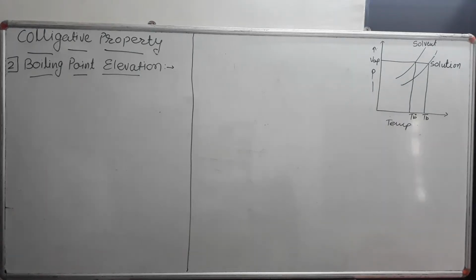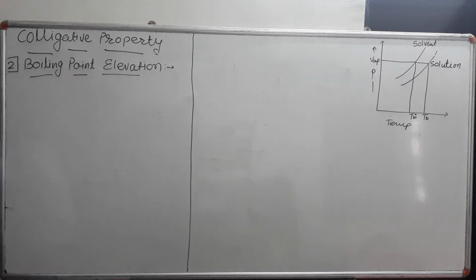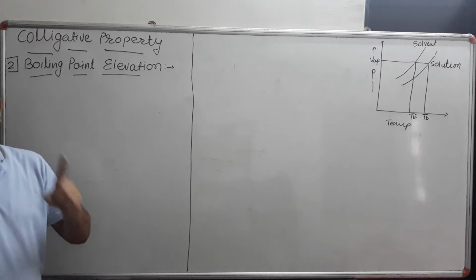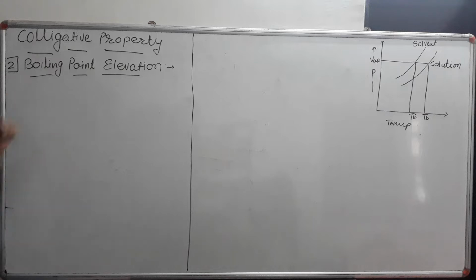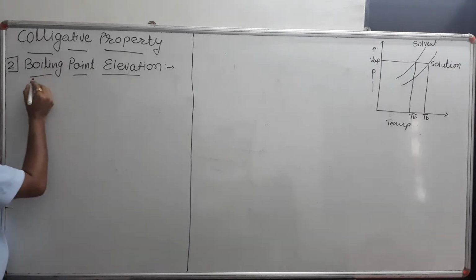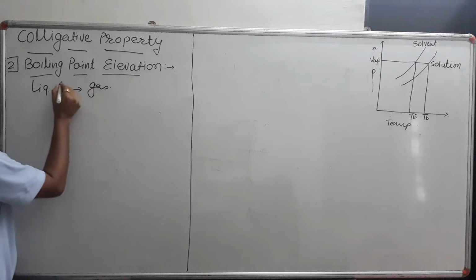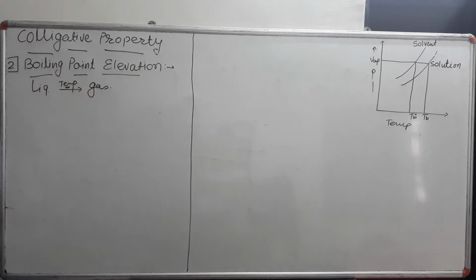Hello friends, we are going to start the next colligative property. As we discussed last time, there are four colligative properties. Out of them, first we have learned about Raoult's law, and the second we are going to learn is boiling point elevation. As you know, boiling point is when any liquid is converted into gas. The temperature required is said to be the boiling point of that substance.